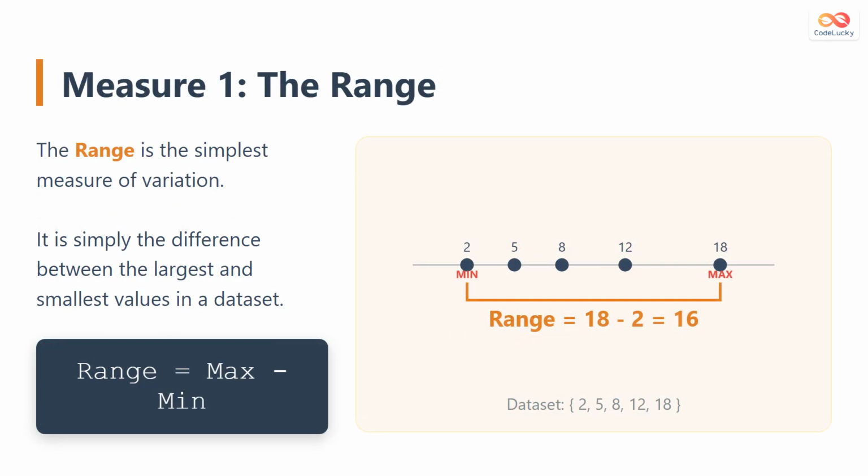The first and simplest measure is the range. The range is just the total distance between the lowest and highest values in your data. To find it, you simply take the maximum value and subtract the minimum value. For example, if your data goes from 2 to 18, the range is 16.